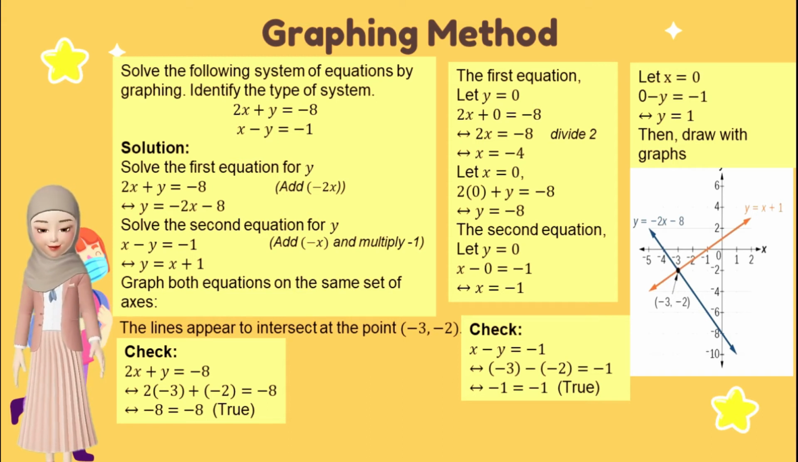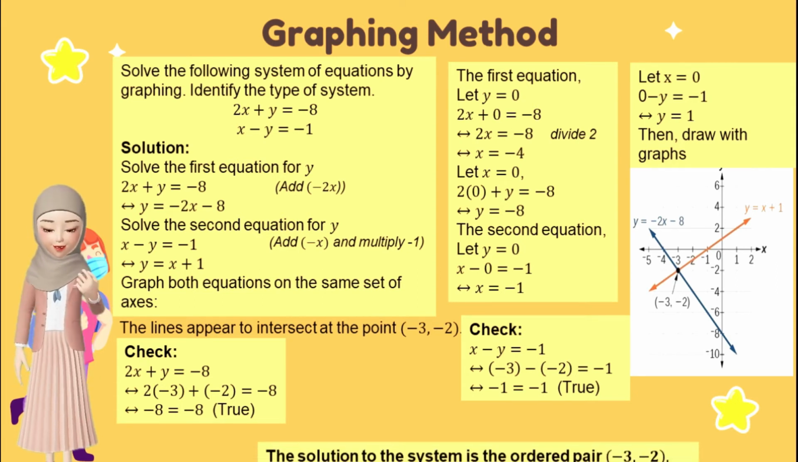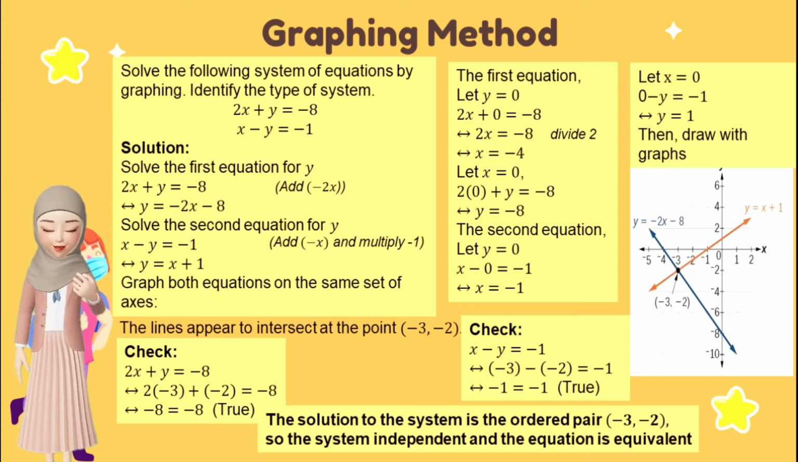Okay, next check the second equation. x minus y equals minus 1. We substitute x and y, so we get minus 3 minus (minus 2) equals minus 1. So we get minus 1 equals minus 1, and this is true. So the solution to the system is the ordered pair (minus 3, minus 2). So the system is independent and the equations are equivalent.